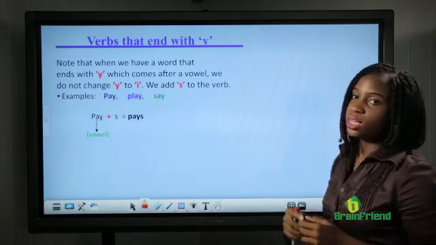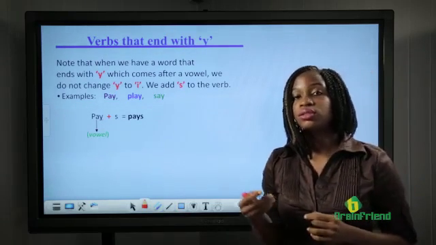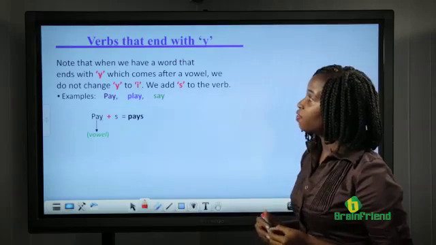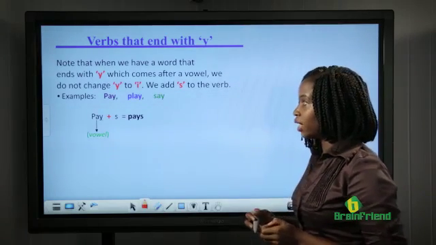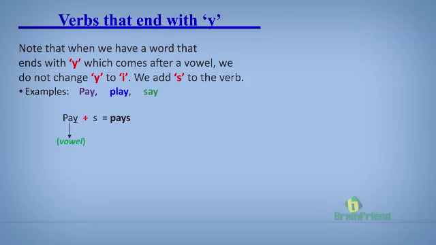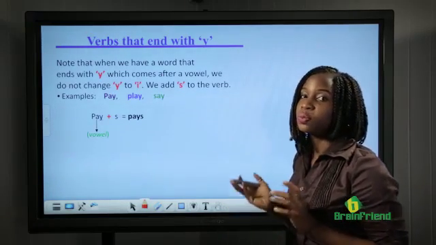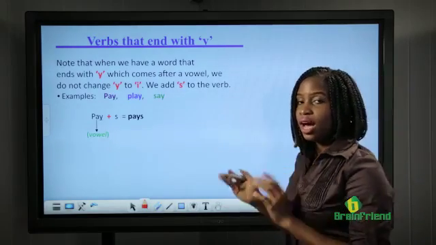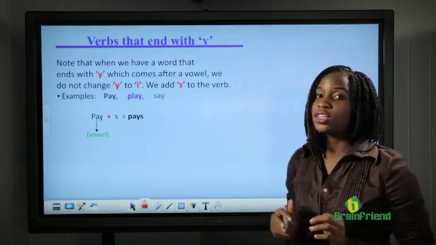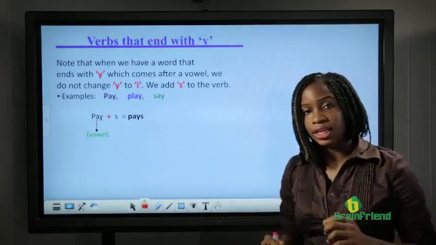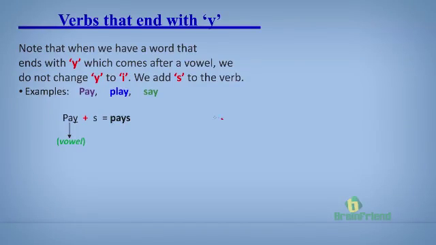Remember, we said there is an exception to this rule on using the letter y. And what is that? When we have a word that ends with the letter y, which comes after a vowel in the verb, we do not replace letter y with I or add es. We just add s. What are vowels? The vowels we have in the alphabet are A, E, I, O, and U.